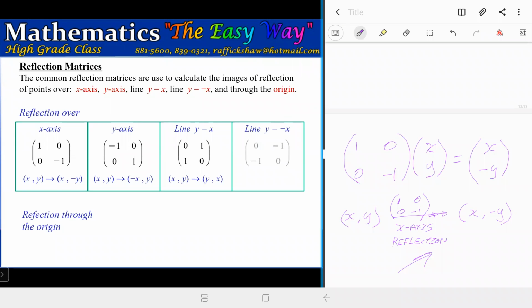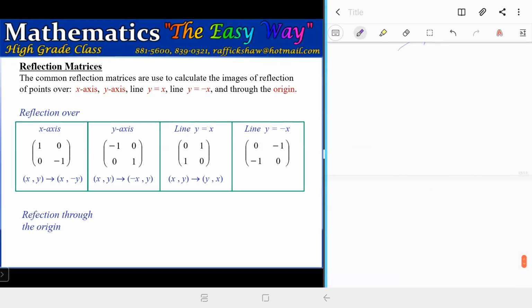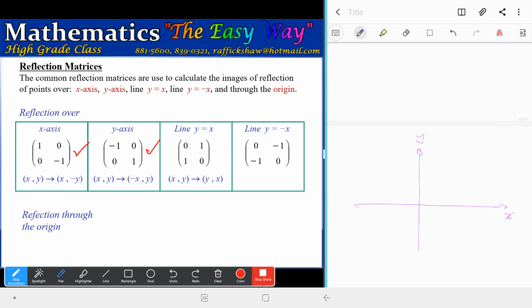In the line y equals minus x, we're reflecting in the line y equals minus x. That's what we get. Let me draw the line so you can see that. So we know the y-axis and the x-axis. I just want everybody to be clear on what we're talking about. So we have the y-axis and we have the x-axis. Everybody know these first two, right?